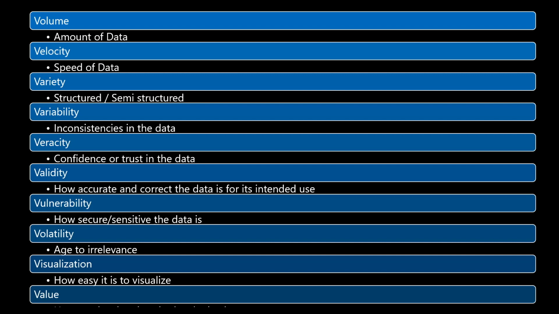Variability, so inconsistencies in the data. Validity, so how accurate is that data for its intended use? This kind of leads on to the conversation about data quality.